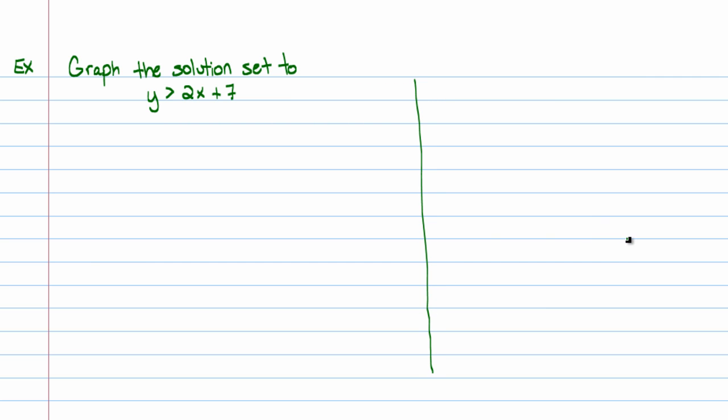Now I know if it was y equals 2x plus 7, it would just be a nice line with a y-intercept or a vertical intercept at 7. So that's the vertical intercept. And with a slope of 2. So let's just pretend for now, just for this example, that this point right here is 0, 7.